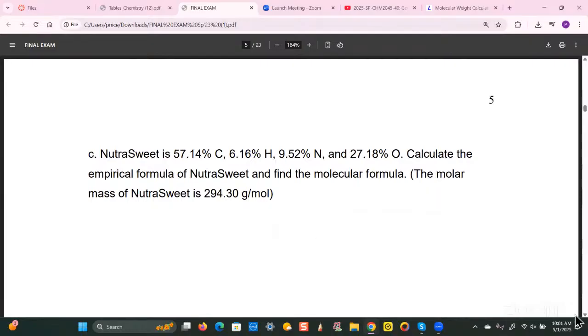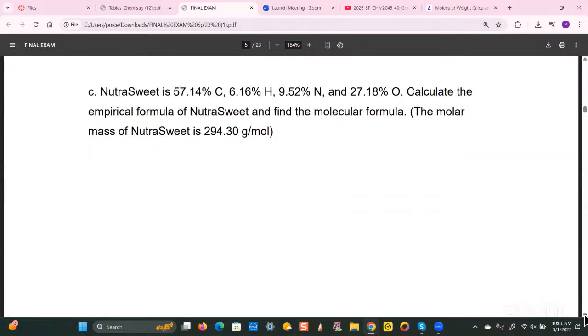They gave you the percentages of the different components in this compound, and they're asking you to calculate the empirical formula and the molecular formula, and they gave you the molar mass. Okay, so let's do this one. And I want you now to tell me what to write down. So we have carbon, hydrogen, nitrogen, and oxygen.